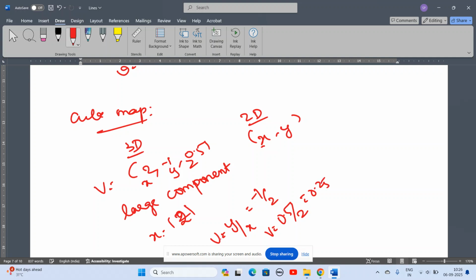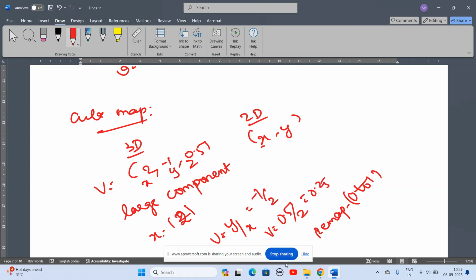So u is minus 0.5. What we have done is compute u and v by dividing the remaining components by the large component, right? Y divided by x and z divided by x. It provides minus 0.5 and 0.25. Now we are going to remap these values to the range 0 to 1.